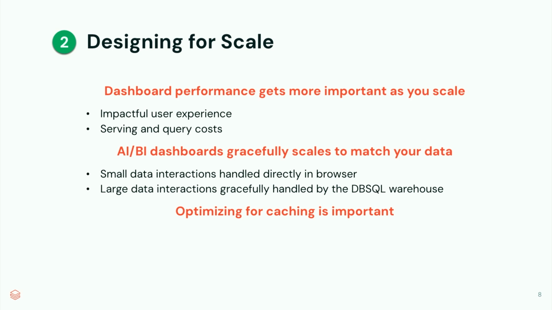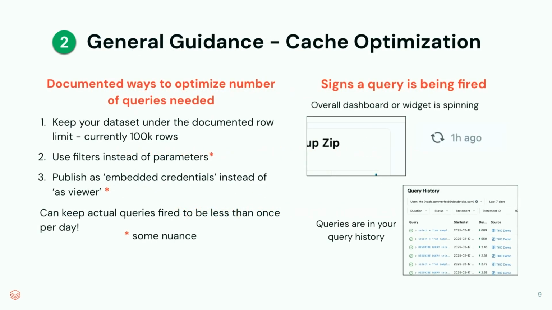The third thing to know is that AI/BI dashboards gracefully scale. There's functionality to use things in browser if you're working on a small data set, and then it gracefully uses DB-SQL as your data set starts to increase. And so thoughtfully designing your dashboard around some of those mechanics is really a way to maintain both cost optimization and experience optimization. I'll walk through a couple mechanics in the next little bit to show where the design levers are. So the general guidance, if you walk away from here, there's 3 points.